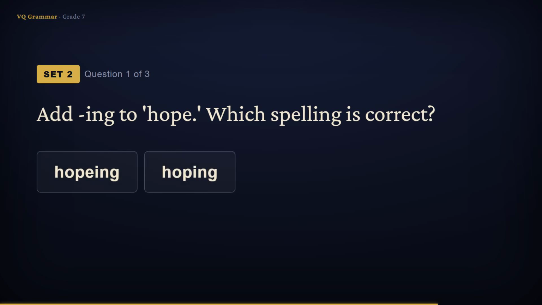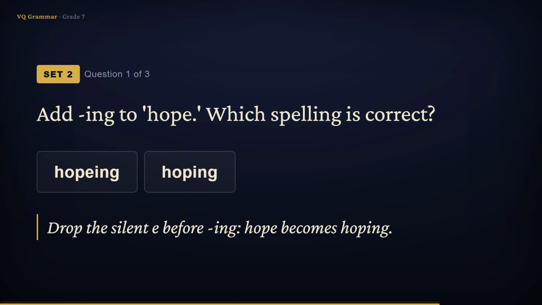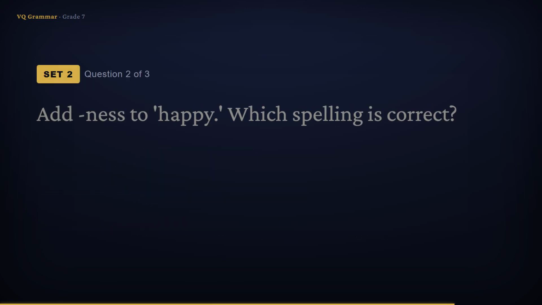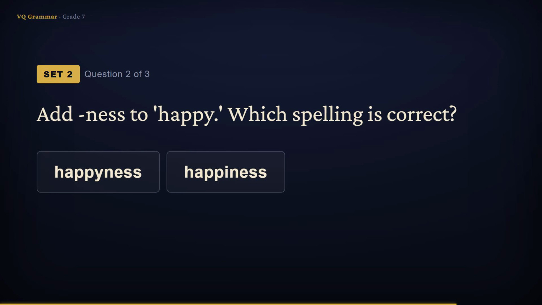Add ing to hope. Which spelling is correct? Hope ends in a silent E, and before an ending like ing, we drop that E. So it isn't hopeing with an E, it's hoping. The answer is hoping.